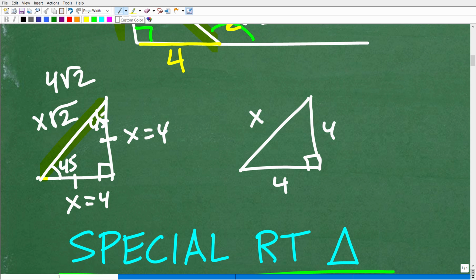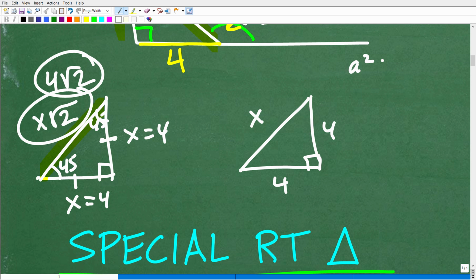almost continuously. You have to be really, really good with them. So anyways, let's just verify that this holds true. So if this is 4 and this is 4, this should be 4 square root of 2. But let's go ahead and use the Pythagorean theorem to solve this.